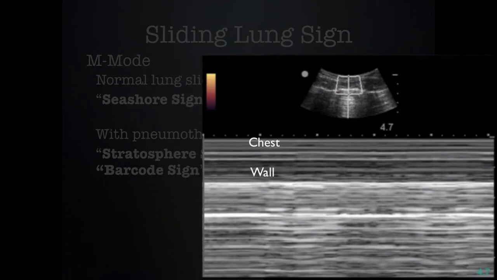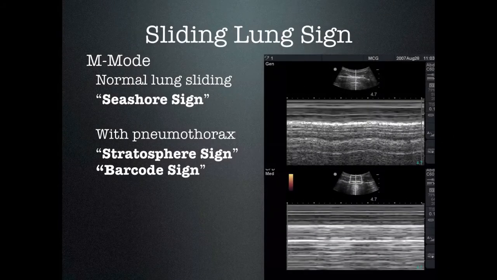We see the same chest wall horizontal stripes. But as we reach the pleural line, which is very bright, we do not see the deeper pleural surface or the lungs below. Therefore, we get these horizontal lines. This just looks like waves coming into waves. No waves coming into sandy beach. This is called the stratosphere sign or the barcode sign, and it is indicative of a pneumothorax.